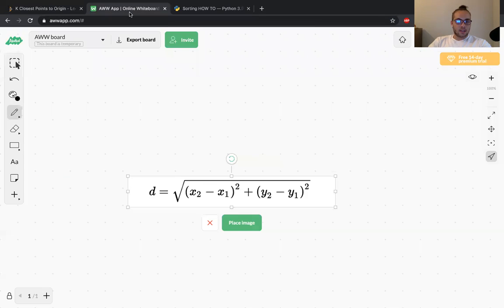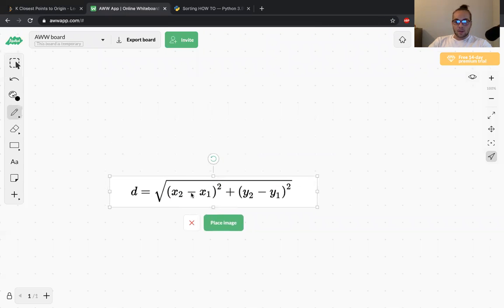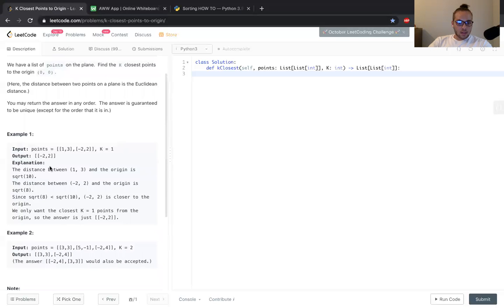So I took a photo here and I have the distance formula. You probably remember this from middle school or probably elementary school, I don't know. So the distance is x2 minus x1, plus y2 minus y1, both of those squared, all in the square root. Now we go over here and we think to ourselves, how did they do the math, right?